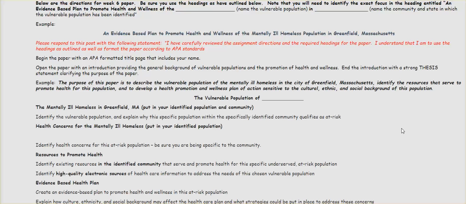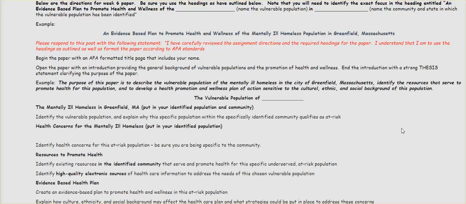Are there clinic resources to help them with their physical illnesses, and are there psychiatric supports for this population? What resources are in the community? Don't just make that up. It has to be specific to your community, so you're going to have to look it up. Then you're going to identify high quality electronic sources of healthcare information.